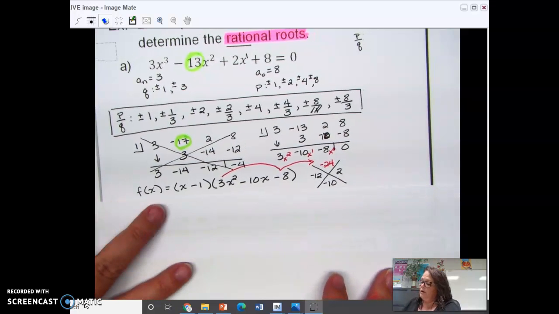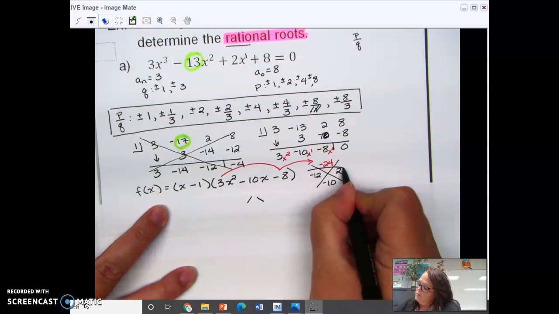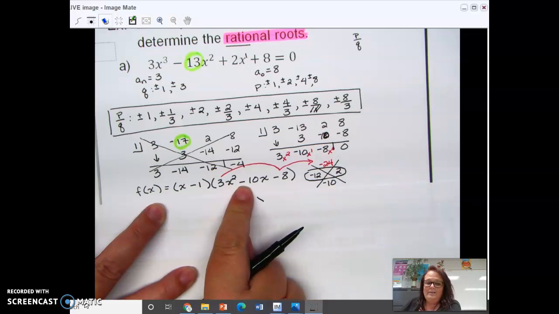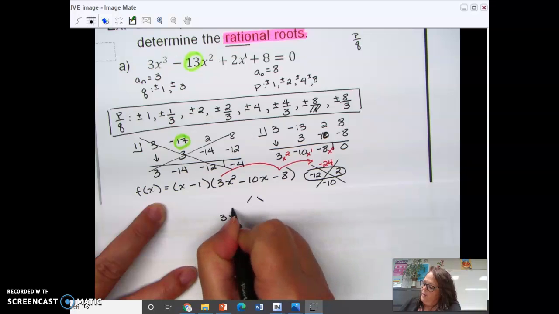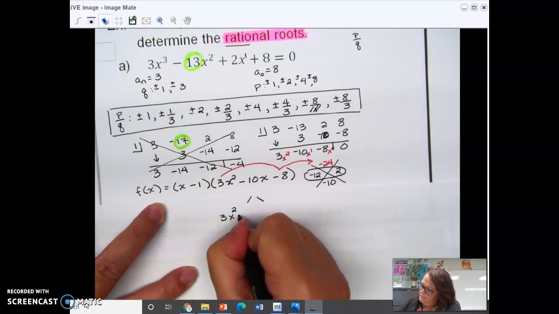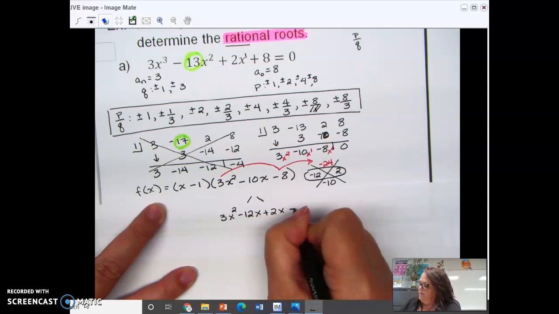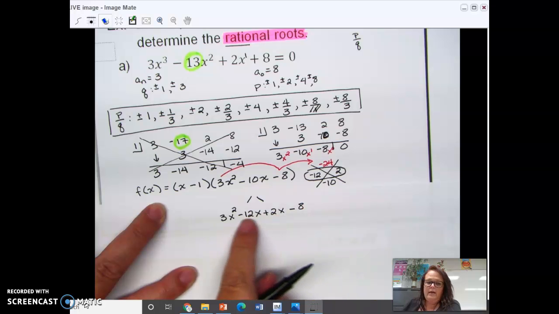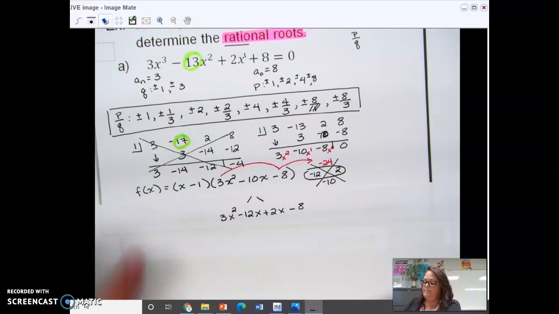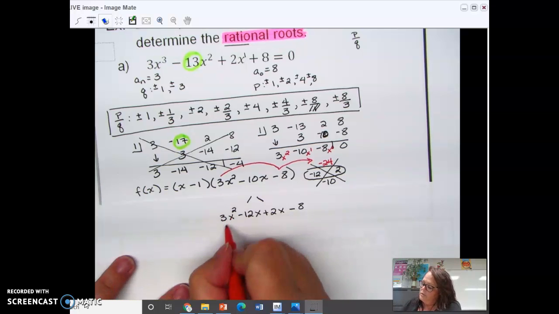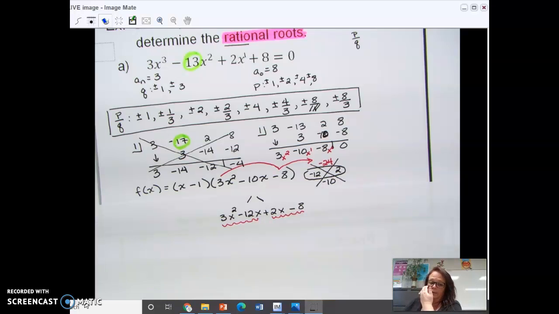So I'm going to show you the long way first. So I'm going to take this negative 10x and I'm going to use these two numbers to add to give me negative 10. So I'm not going to worry about this for right now. So that means that we have 3x squared, then we have minus 12x, and then we have plus 2x, and then we have minus 8. So do you see that negative 12x and positive 2x add together to give me that negative 10x, okay? Then we're going to factor by grouping. So we're going to group these two together, and we're going to group these two together and see what happens.